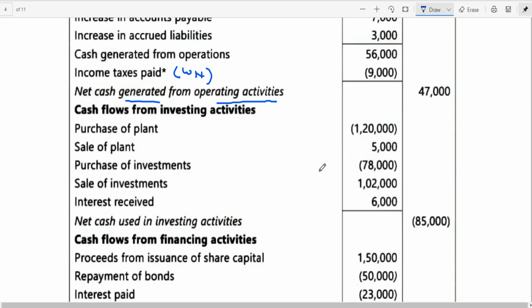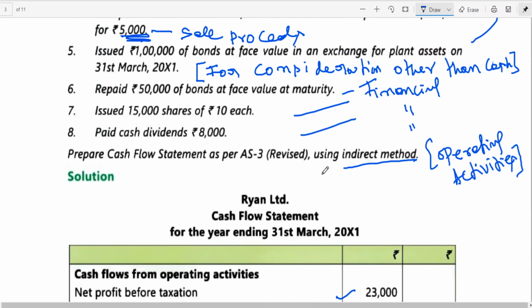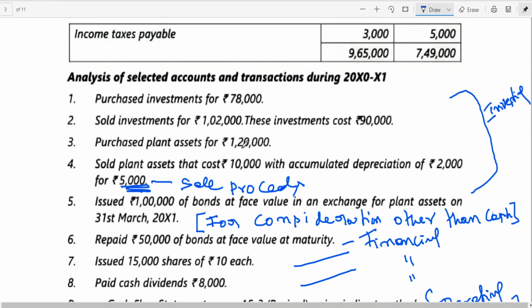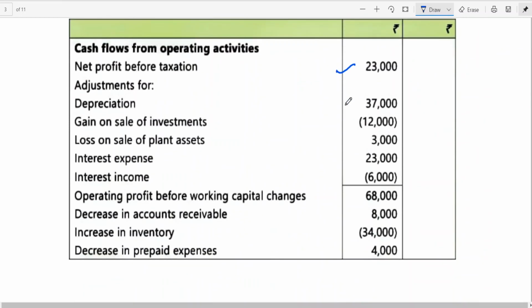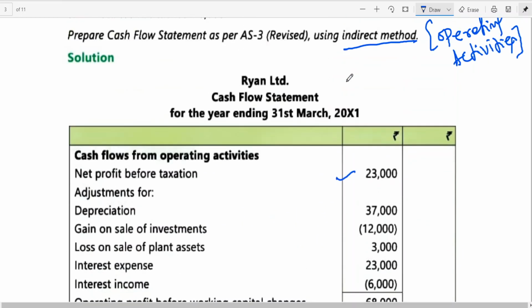Then let us look at the sale of investment. They told you that they sold investment for 1,02,000. These investments cost 90,000. I think I need only proceeds. No, this is proceeds. I don't need loss or profit. So right away you can take 1,02,000. Is this clear? That is what has been given.